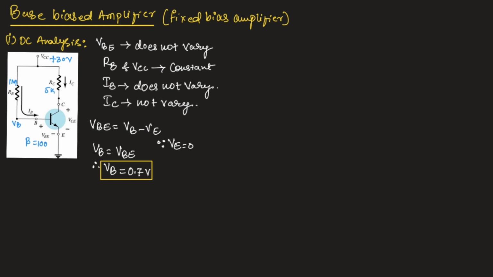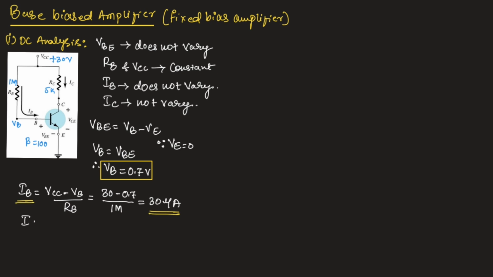In that case, we can say the current IB will be equal to VCC minus VB divided by RB. If we substitute these values, we will get 30 volts minus 0.7 volt divided by 1 mega ohm. So it will be equal to 29.3 microamperes. We can approximate that value to 30 microamperes. So we can say the current IB is 30 microamperes.